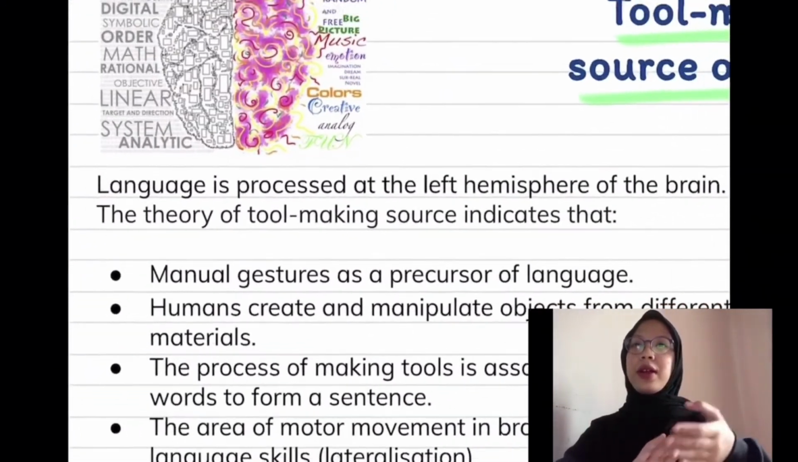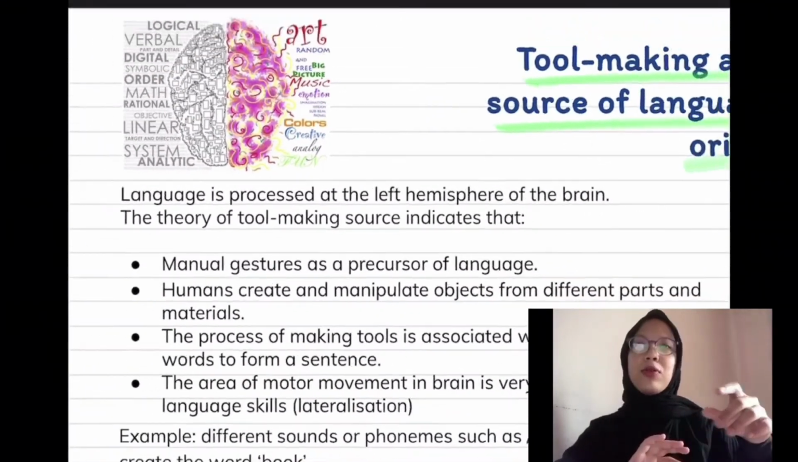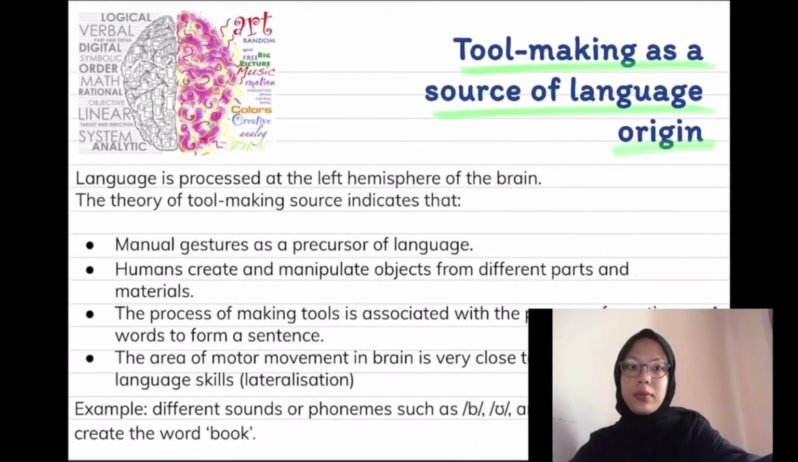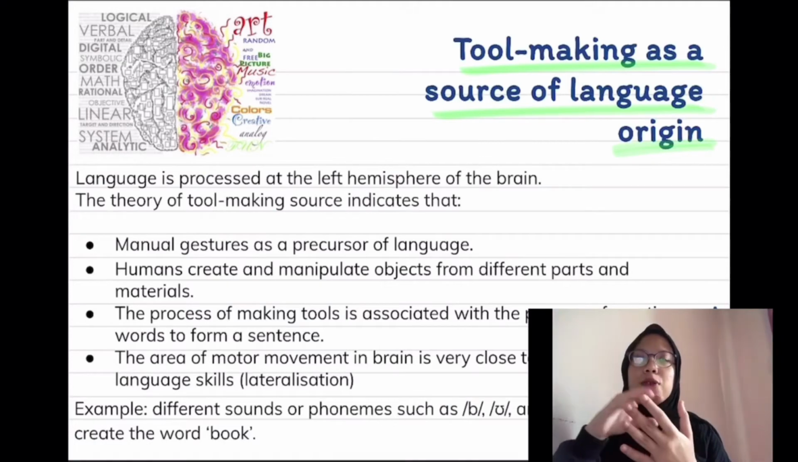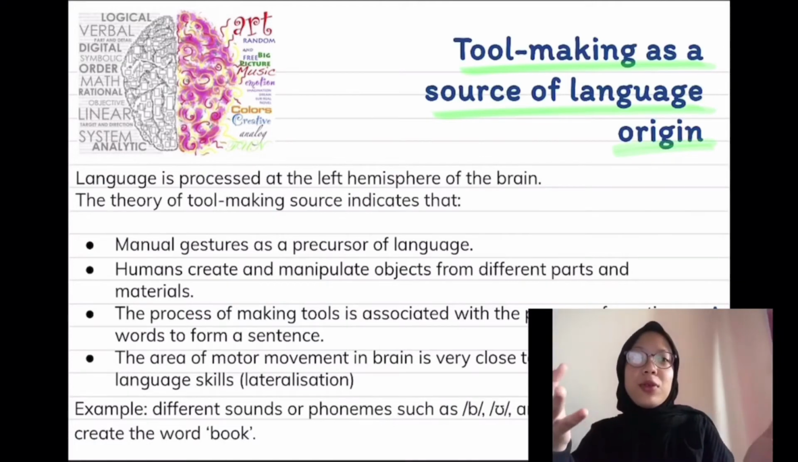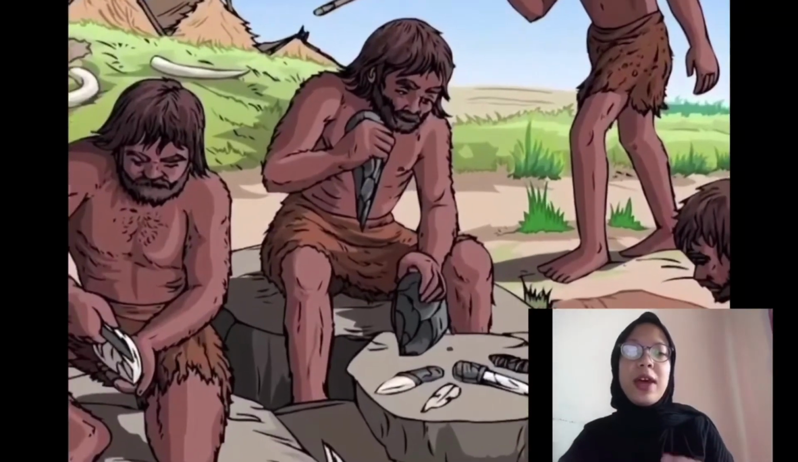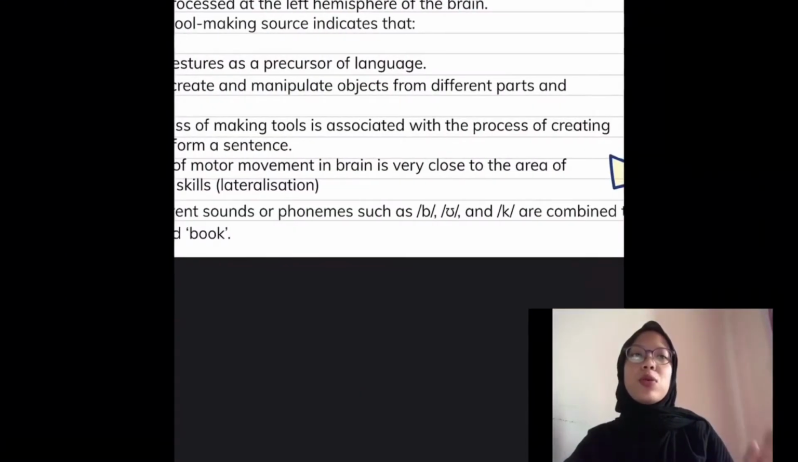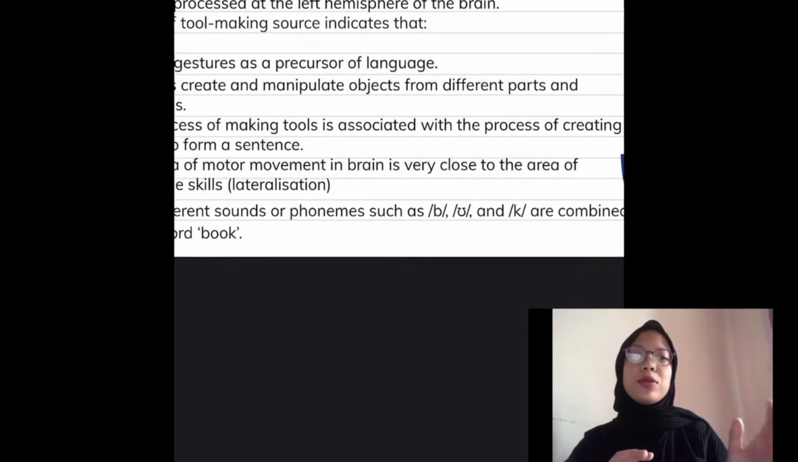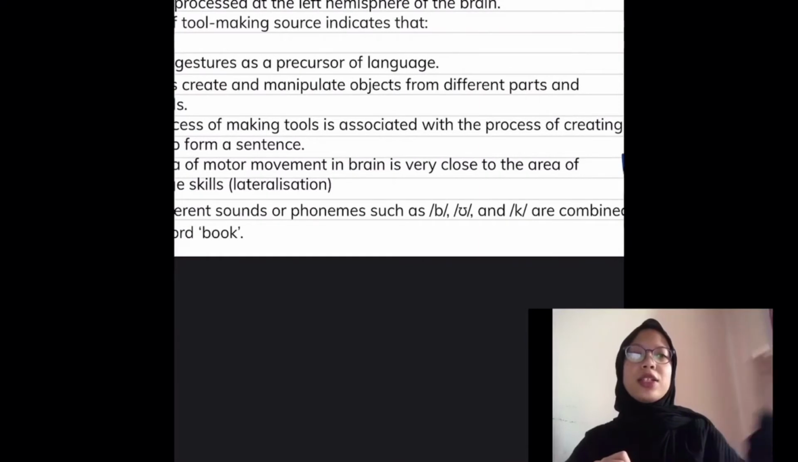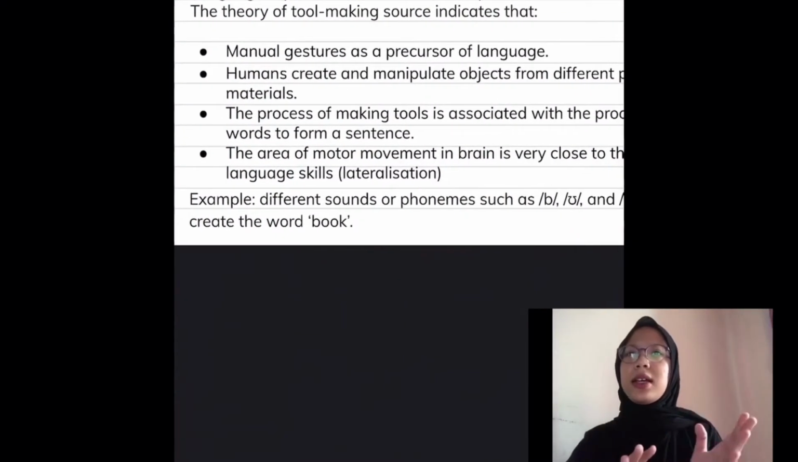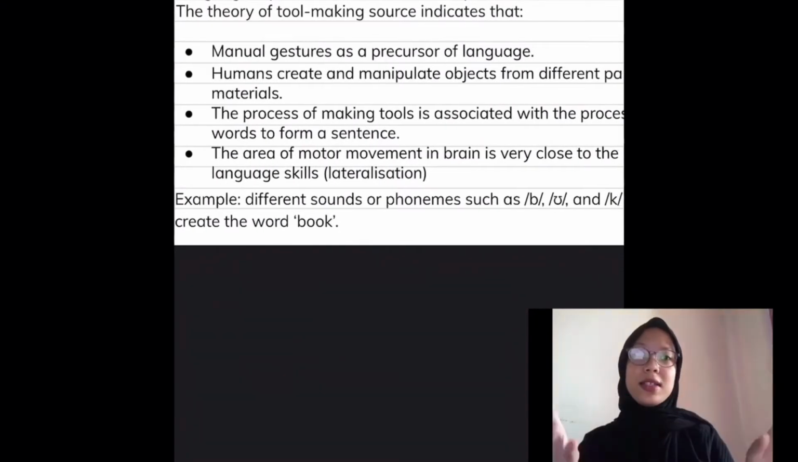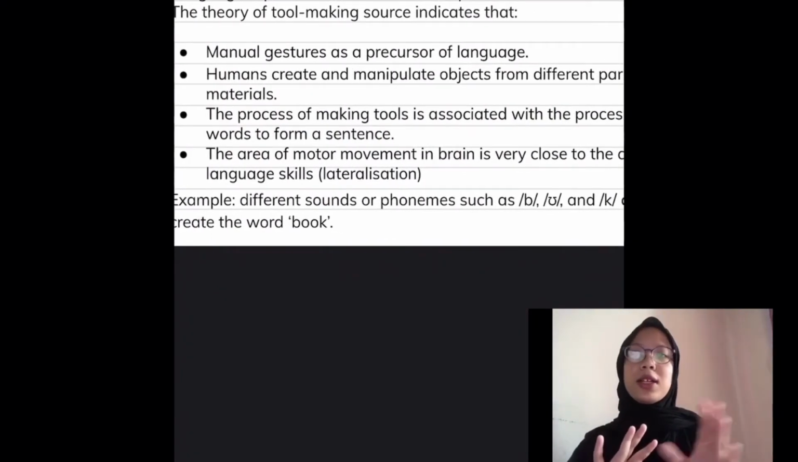And then humans create and manipulate objects from different parts and materials, what we refer to as the tool making source. In ancient times, humans created and manipulated objects from different parts and materials to basically survive in the world, because they didn't have machines or technology as we have today. So they created things from stone, mostly from stones and wood, to do work and to catch animals and to get food, basically. The process of making tools is associated with the process of creating words to form a sentence. So this is what relates the tool making process to language.